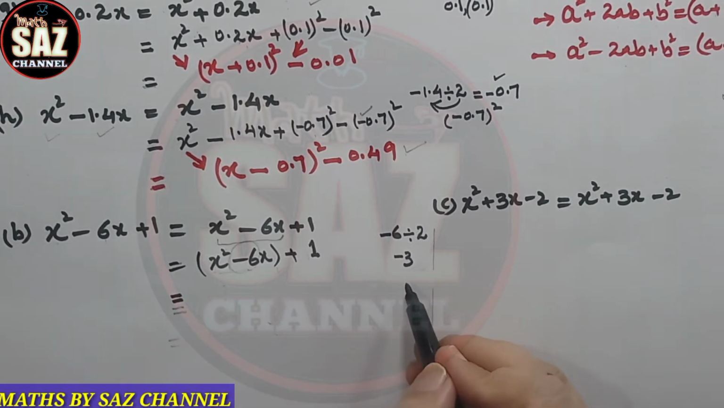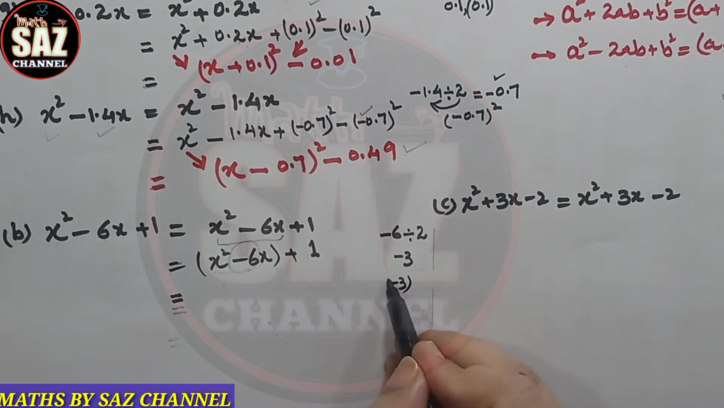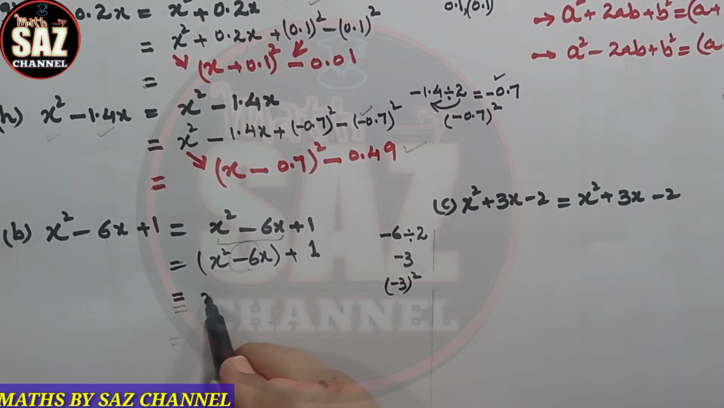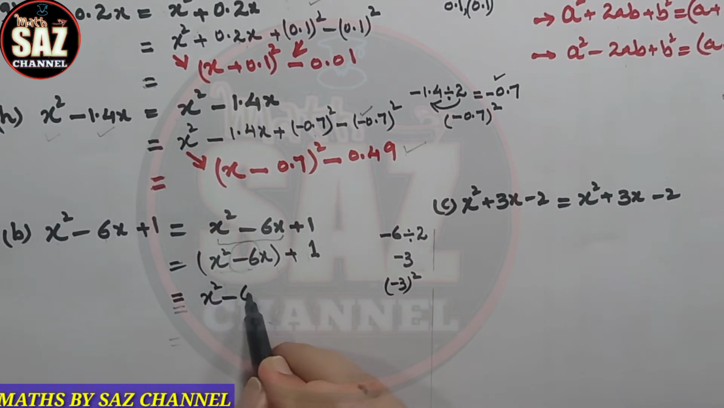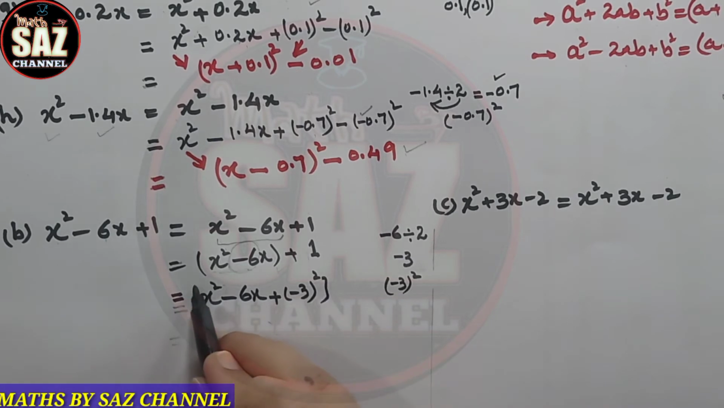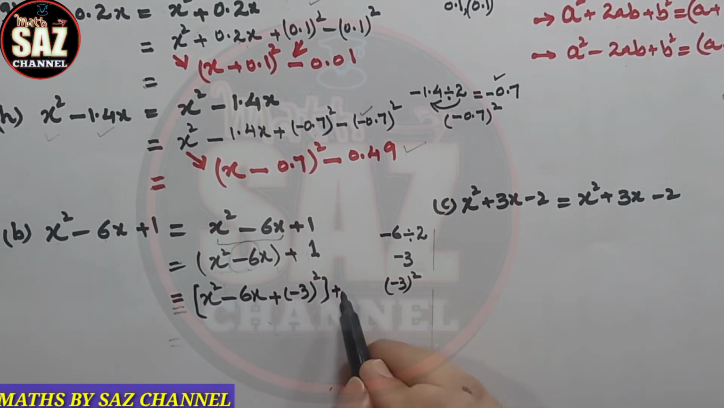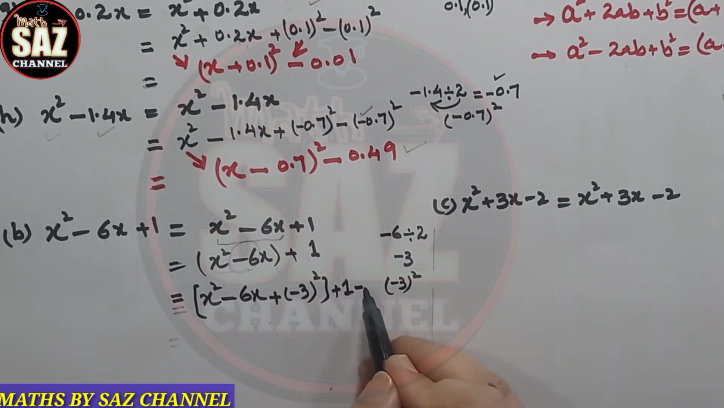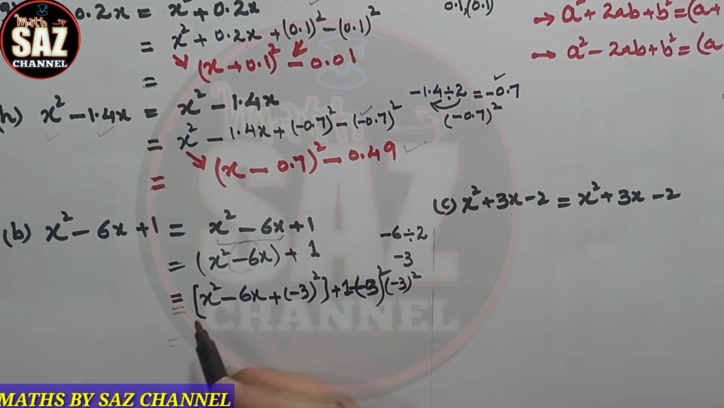Now I have to take the square of that half, and add and subtract this square. So the expression will take the form x square minus 6x plus (minus 3) whole square, and then I close the bracket, plus 1 and minus (minus 3) whole square.